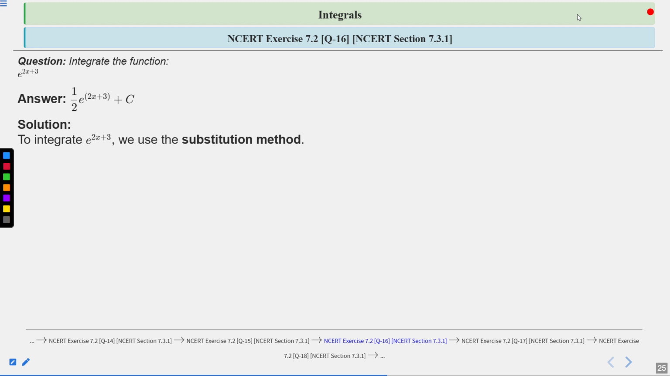To integrate e to the power 2x plus 3, we use the substitution method, right? We choose the exponent as our substitution variable to simplify the integral. So let's take t is equal to 2x plus 3, right?